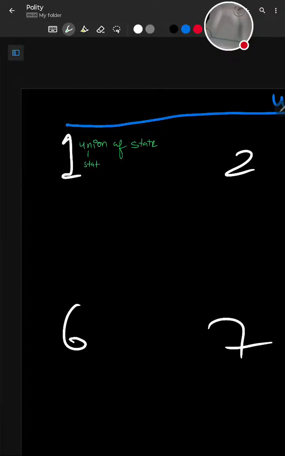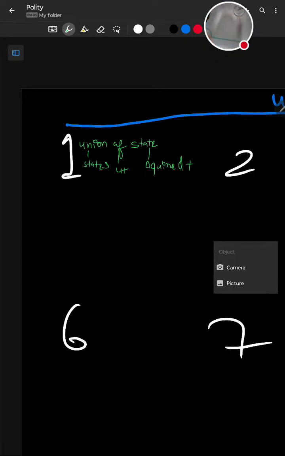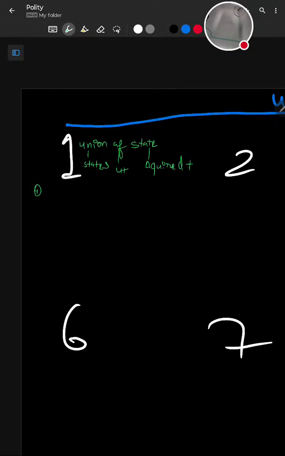So there are states, there are UTs, Union Territories, there are acquired territories, right? In these acquired territories, at the time of independence, we acquired these territories. First was Pondicherry. We acquired this territory under the 14th Constitutional Amendment Act of 1962, and this we acquired from France, Pondicherry.